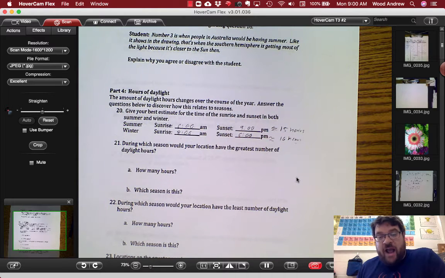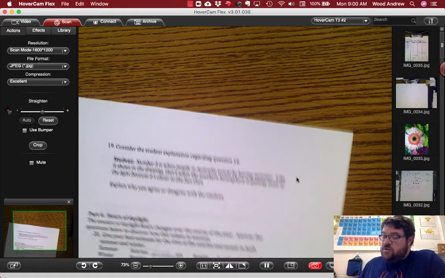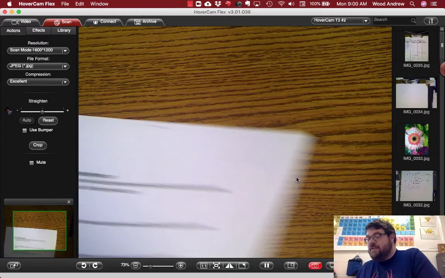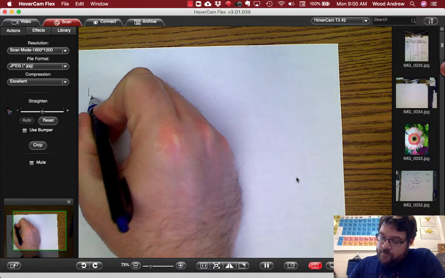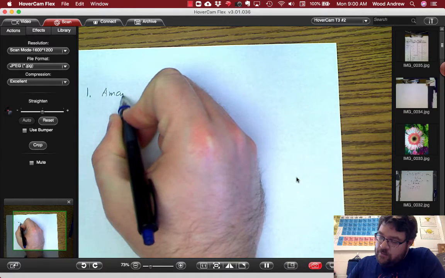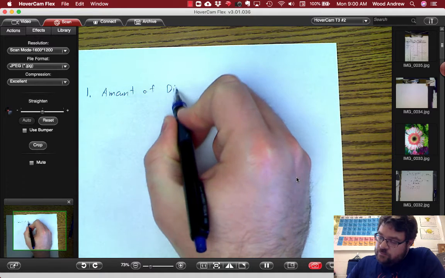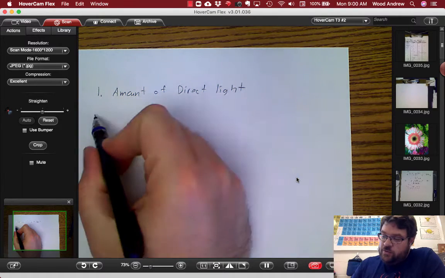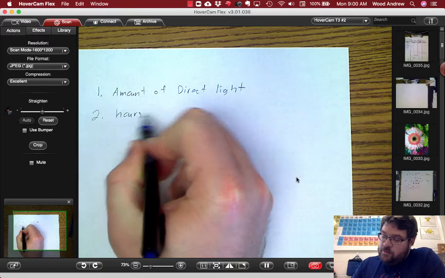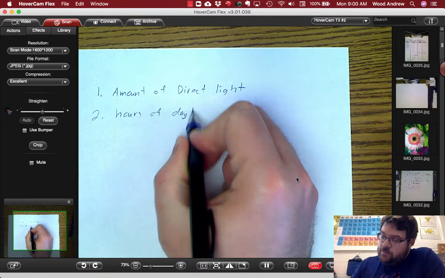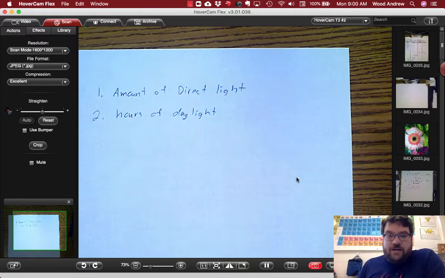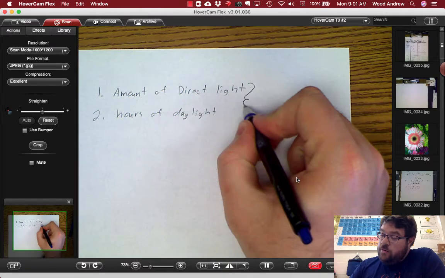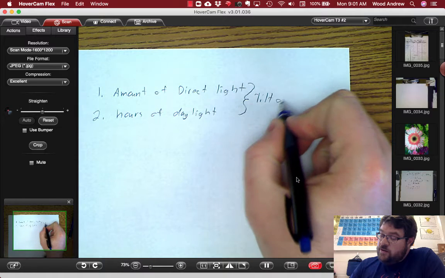During the summer, we get more hours of daylight, so we physically have more time in the sun. We get hotter. During the winter, we have fewer hours of daylight, so we get colder. So these two things are what combine to give us seasons. Number 1, the amount of direct light. Number 2, the hours of daylight. And these are both controlled by the tilt of Earth.